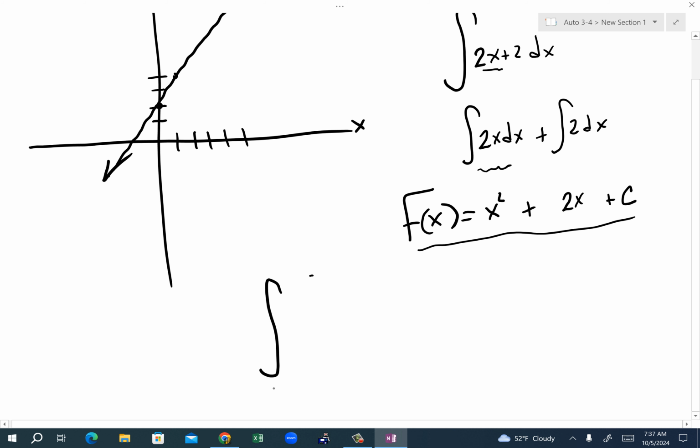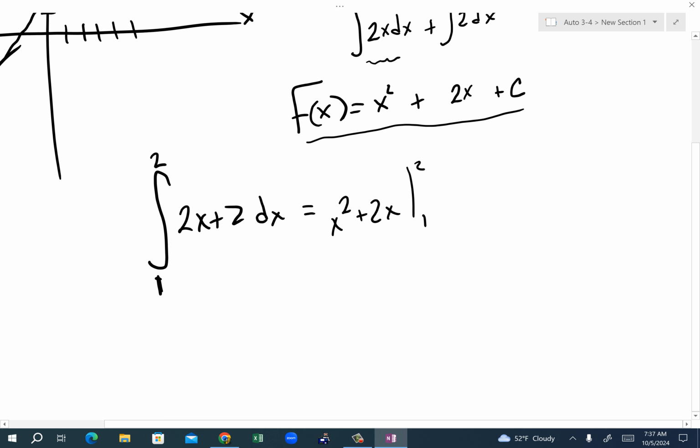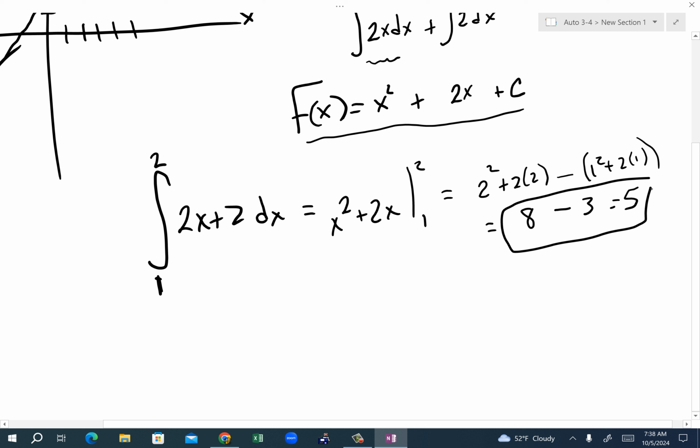If I rewrite that as the integral from 1 to 2 of 2x plus 2 dx, then of course we know that the antiderivative is x squared plus 2x, but we're going to evaluate it from 1 to 2. And no plus c, because again, when I subtract, what happens to that c anyway? It goes away. So this ends up being 2 squared plus 2 times 2, minus 1 squared plus 2 times 1. Of course, that's 4 plus 4 is 8, minus 3 is 5. Yay! That will always be that difference.